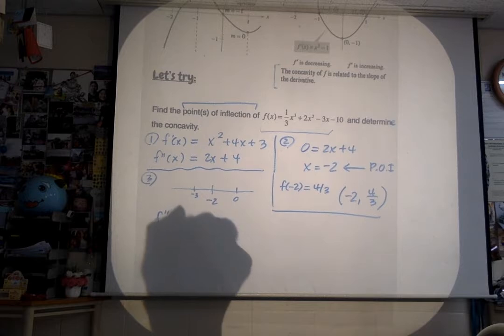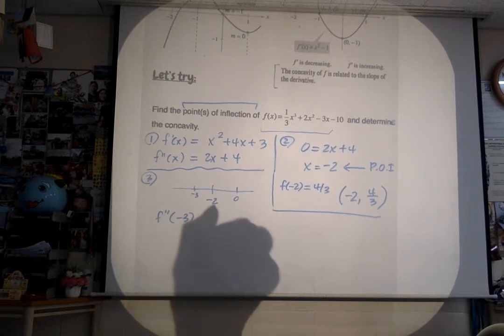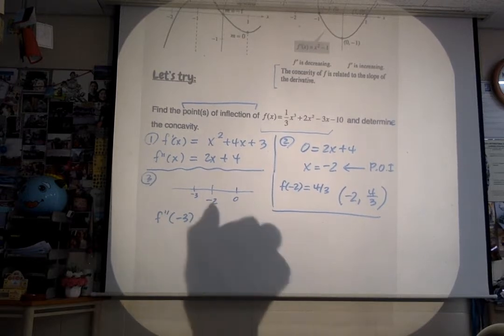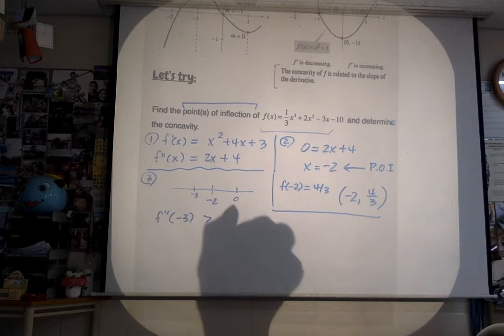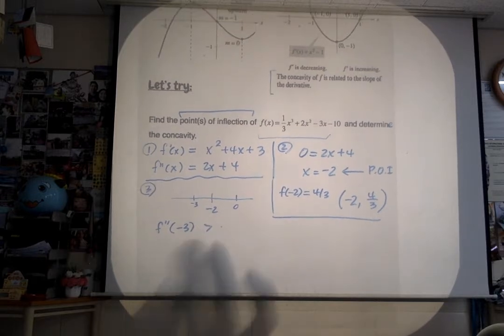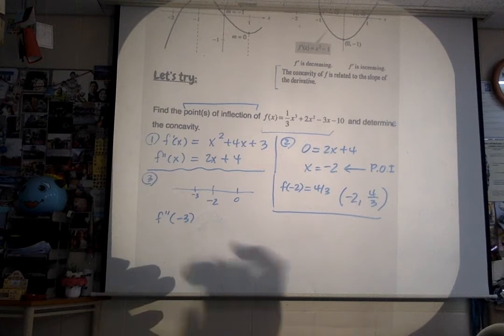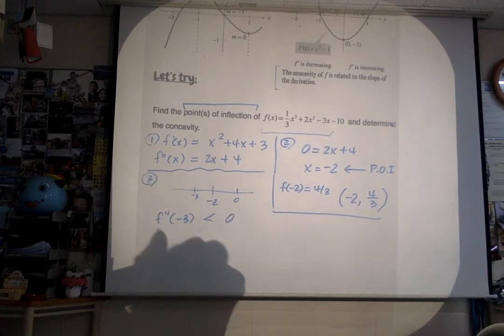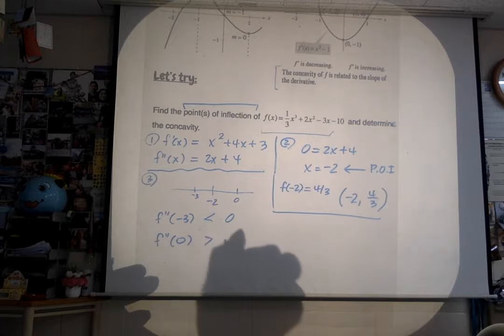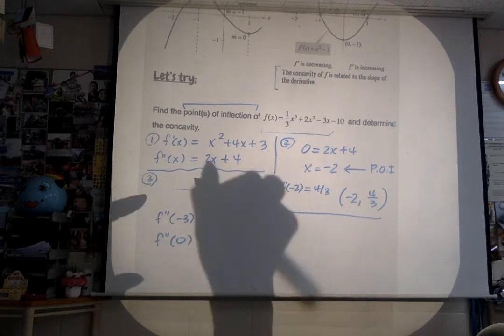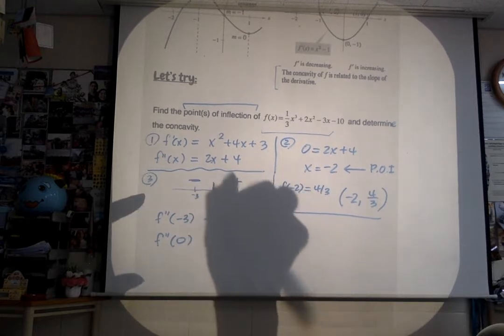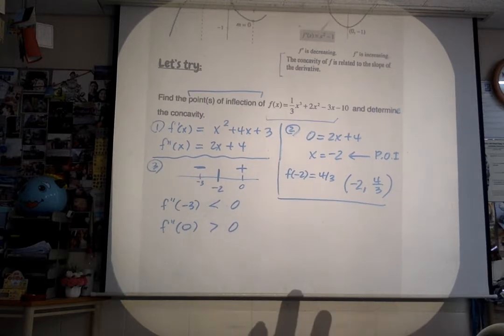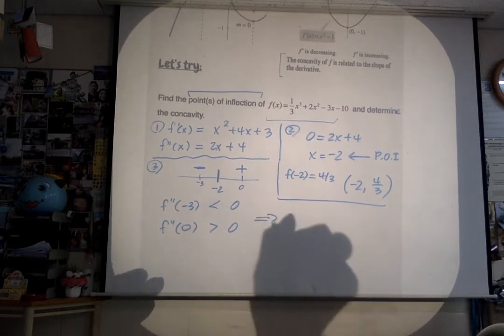So second derivative at -3, what is it? I only care whether it's positive or negative. So I'm going to say it's going to be negative. This value, it's negative here, okay? And how about the second derivative at 0? It's going to be a 4, so it's positive, okay? So I know it's negative here, it's positive in here. And here is our point of inflection. What does that tell us? Let's make a conclusion here.